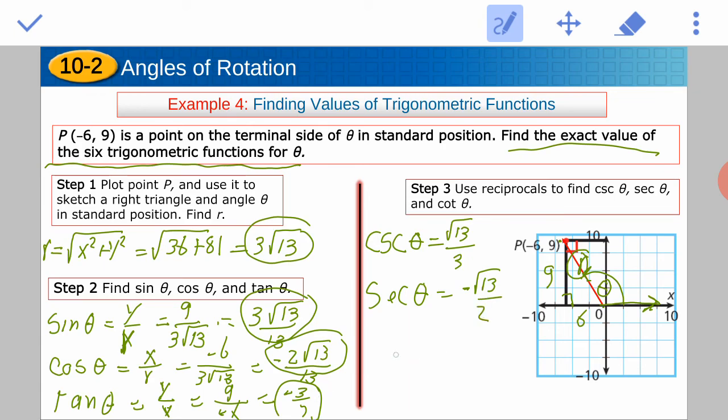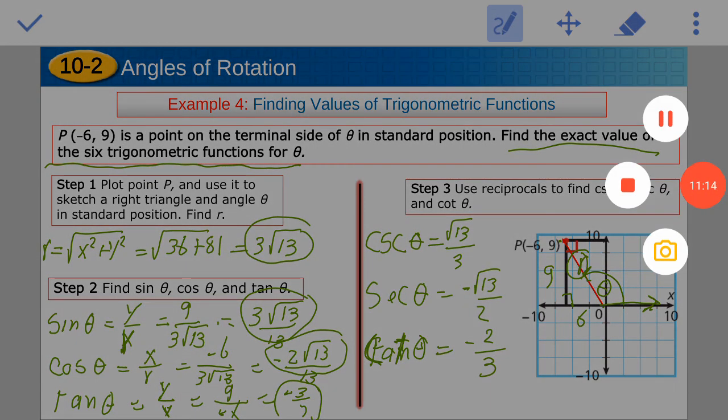And finally, guys, cotangent theta, the reciprocal of tangent, is cotangent theta. Cotangent theta is the reciprocal of negative 3 over 2, which is equal to negative 2 over 3. So, guys, we have found the exact value of the 6 trigonometric functions of an angle in the standard form. Practice well.